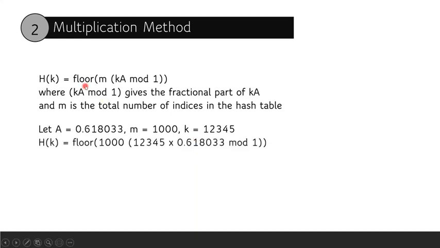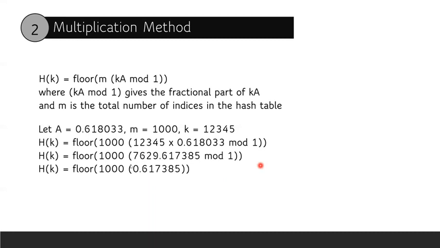So I've replaced all these variables over here with the numbers, and it gives me this value right here, the multiplication. It gives me a fractional part. Then I'm doing mod 1, and that gives me this particular part. And then I'm taking the floor value.